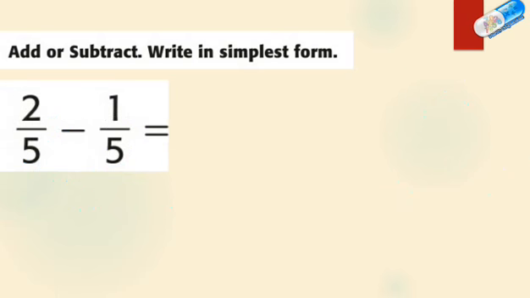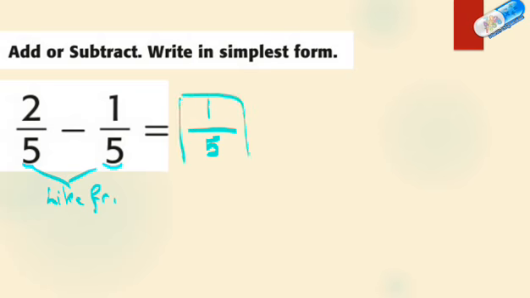Another example, 2 over 5 minus 1 over 5. Again, we look at both denominators. 5 and 5, they are like fractions, so this is an easy one. We just subtract the numerators. 2 minus 1 equals 1, and 5 is the denominator, and of course 1 over 5 is the simplest form.